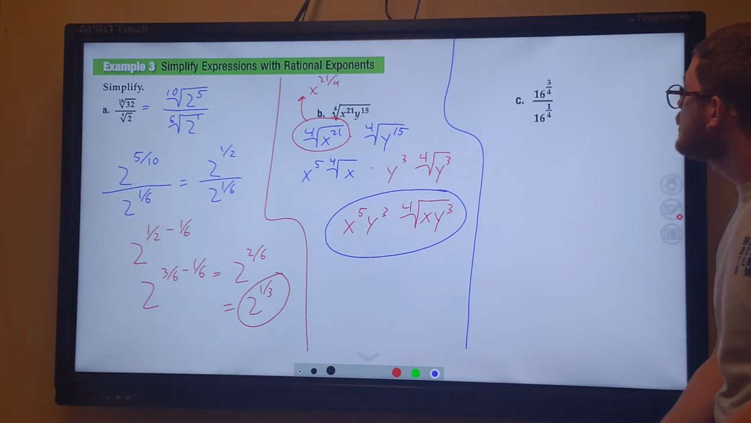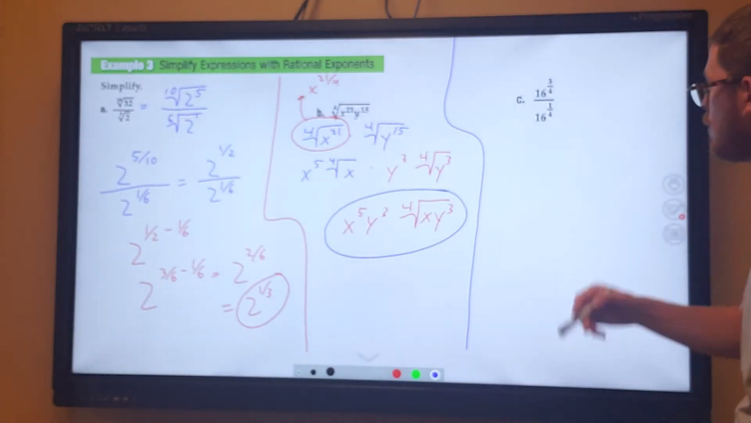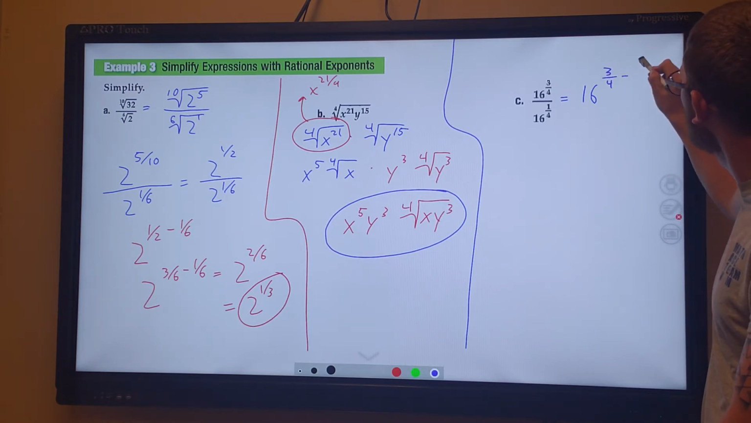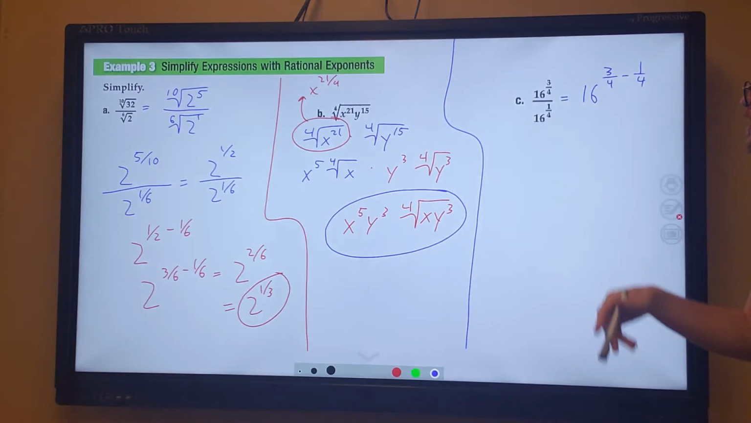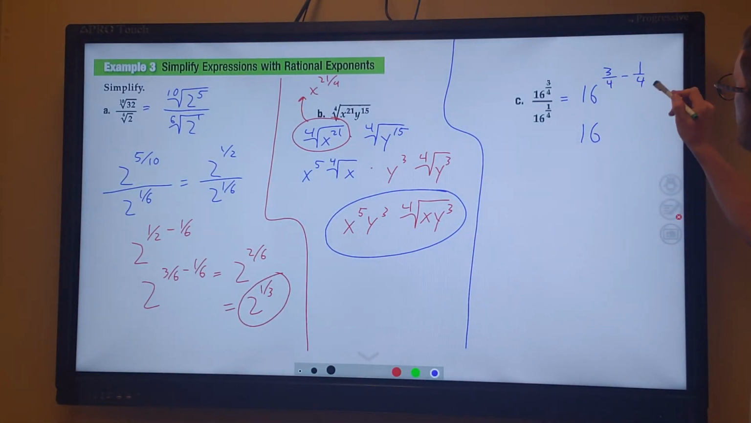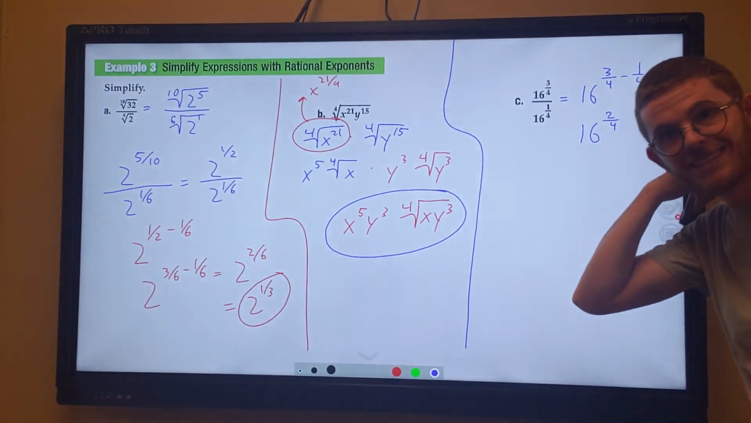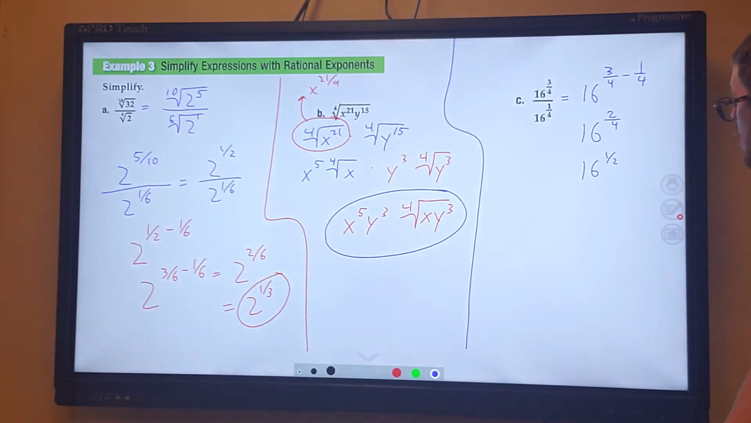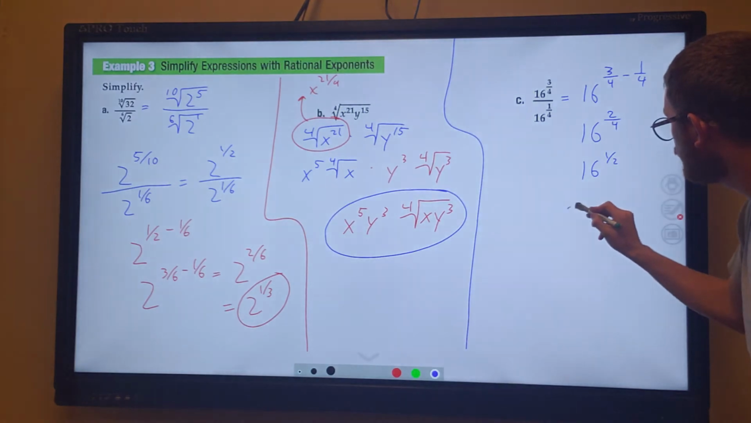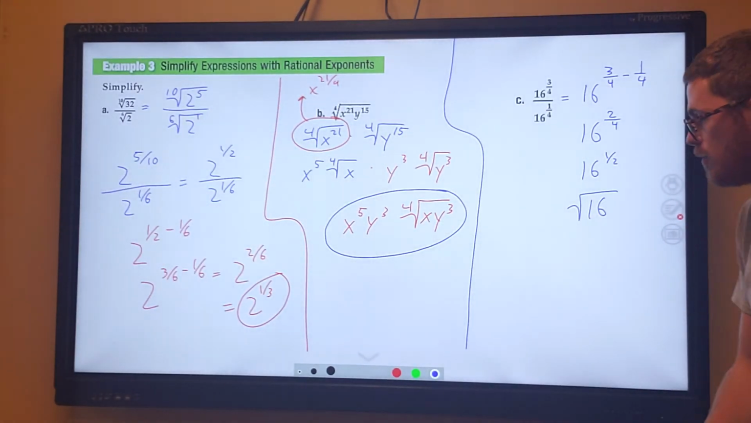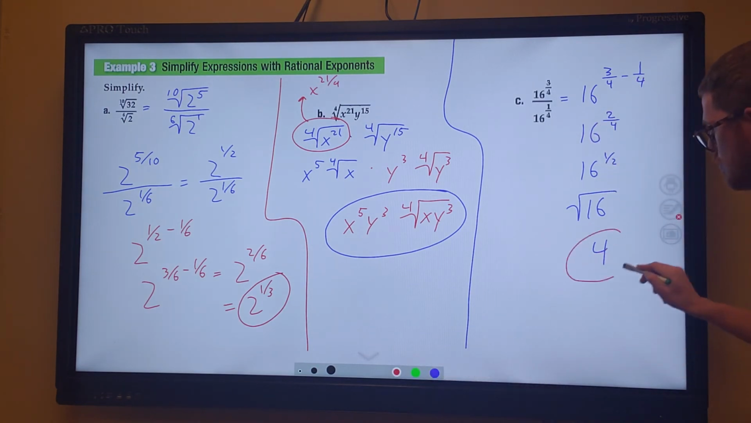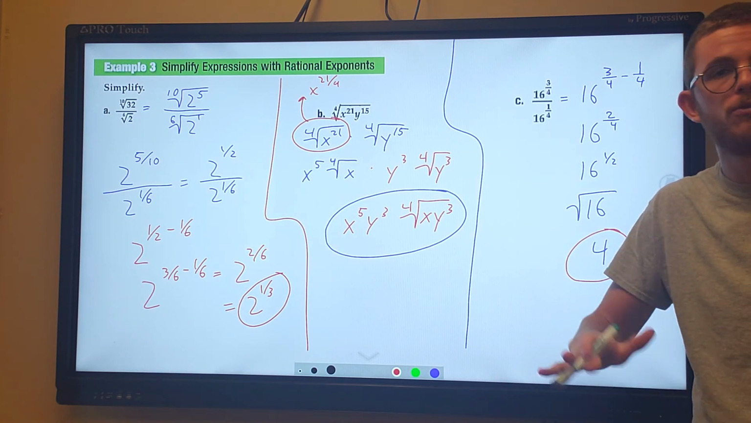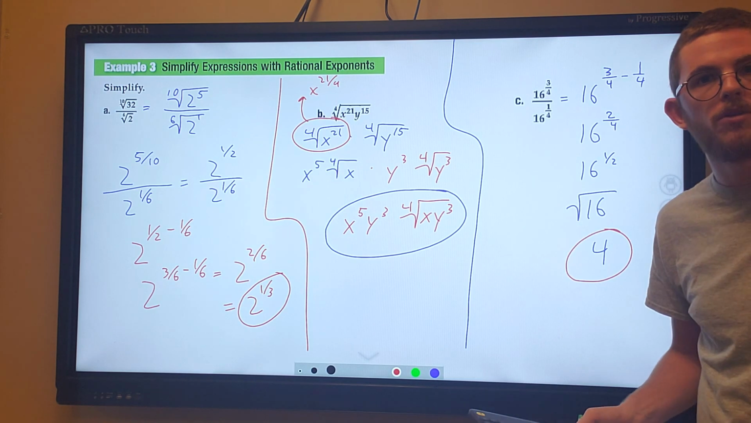Finally, right here, we have 16 to the 3/4 over 16 to the 1/4. Well, the first thing I can do is say this is the same thing as 16 raised to the 3/4 minus 1/4, because it's the same base. Subtract the exponents. This would be 16 raised to the 2/4. 2/4 is 1/2, so 16 to the 1/2. Anything raised to the 1/2 power is a square root, and the square root of 16 is 4. That's it. You want to approach each of these realizing there are multiple ways to approach it. You don't have to do them all the same way, but all the different ways give the same answer.